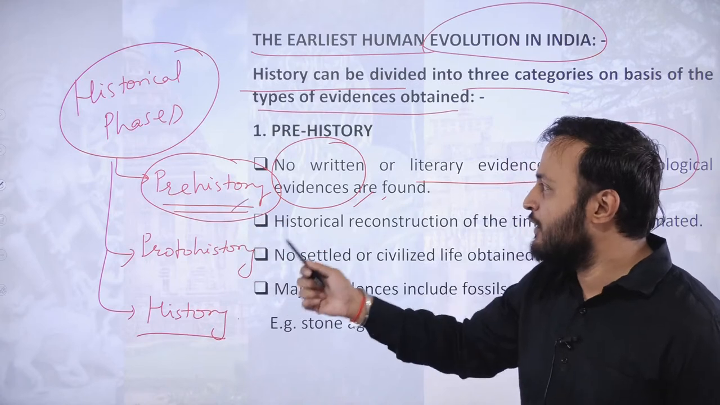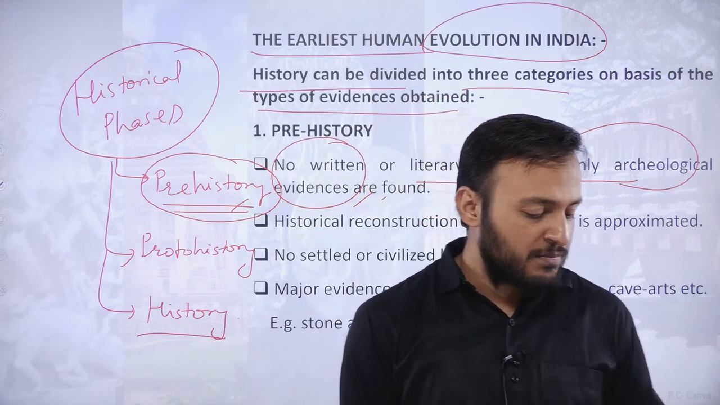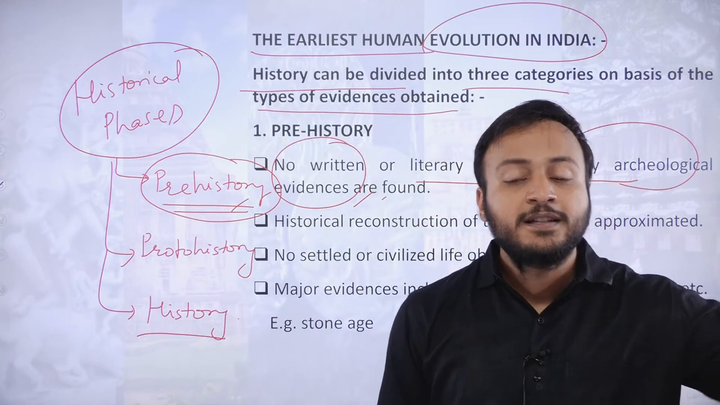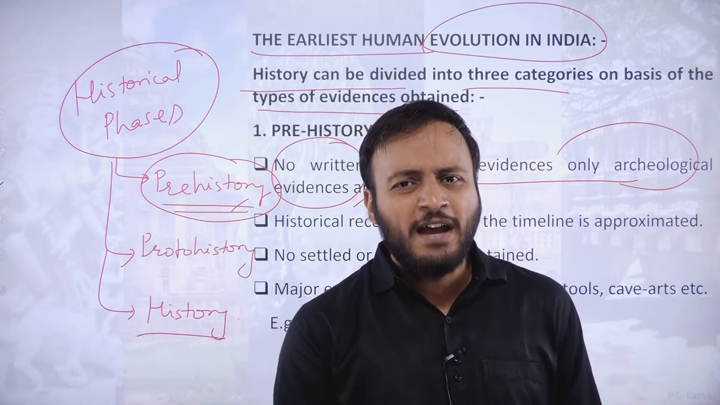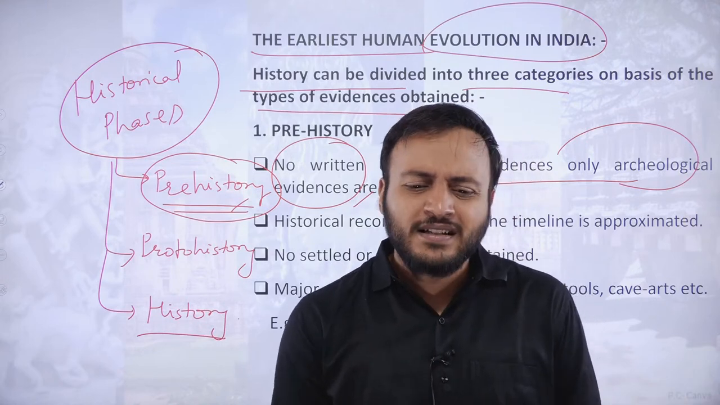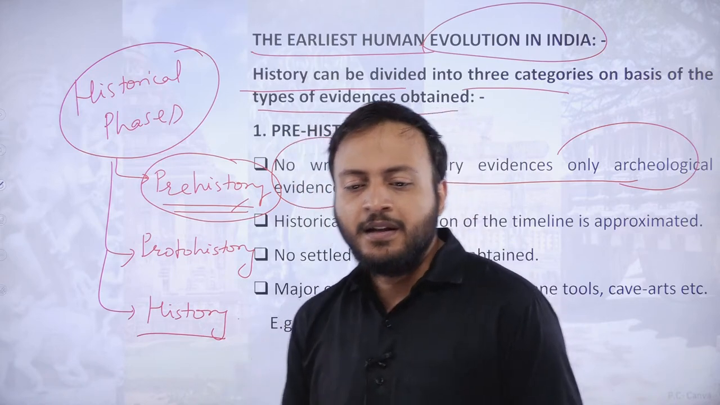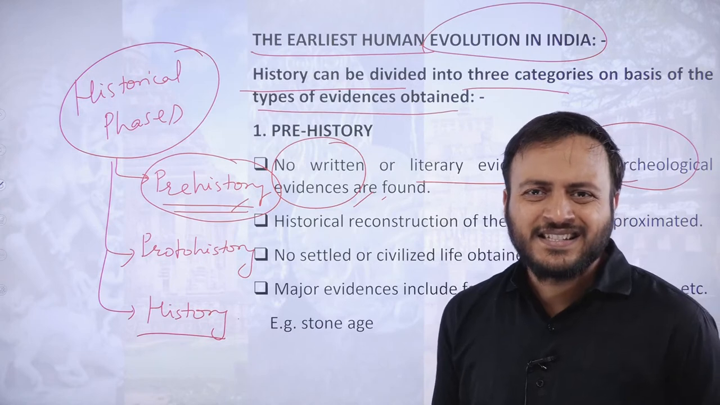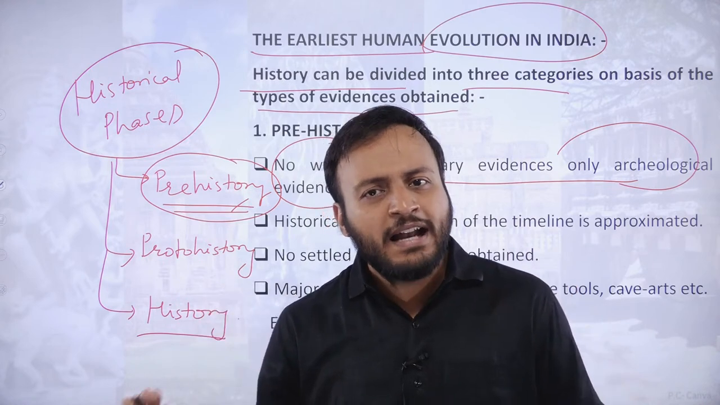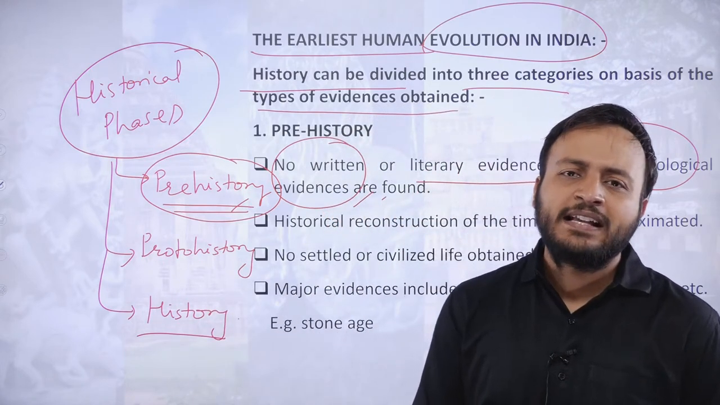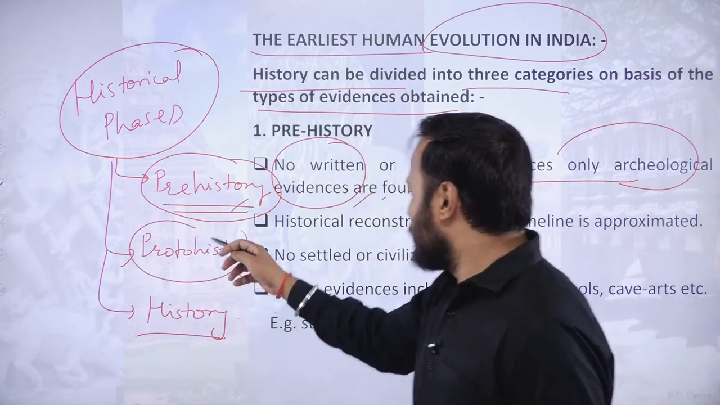Now, what is prehistory? When we have no written sources, we have only archaeological sources. The meaning of archaeological sources is that we have the materials, the tools, the objects, products, something which is tangible. Pottery, cloths, utensils, food grains, bones, teeth, hair, dead bodies, burials, all these are called archaeological evidences. Got it, everybody?